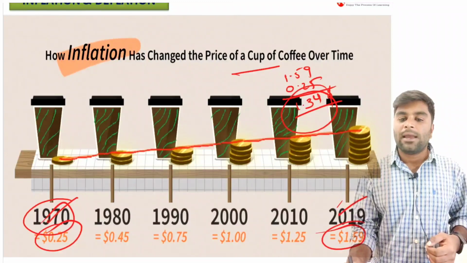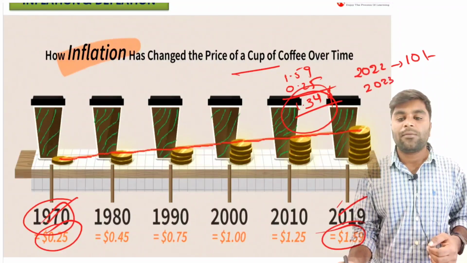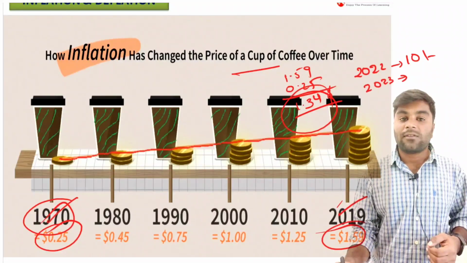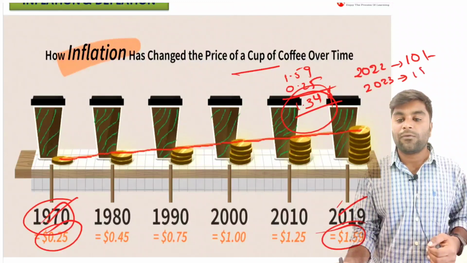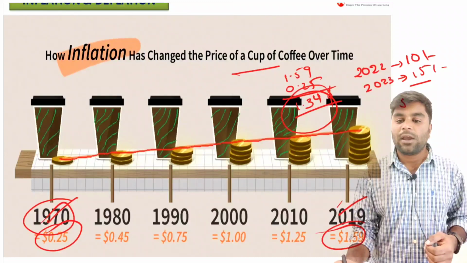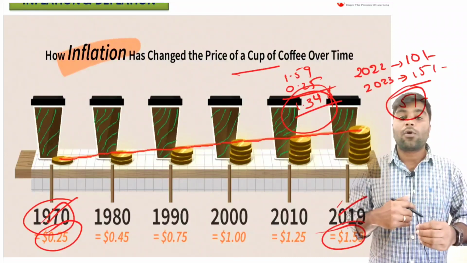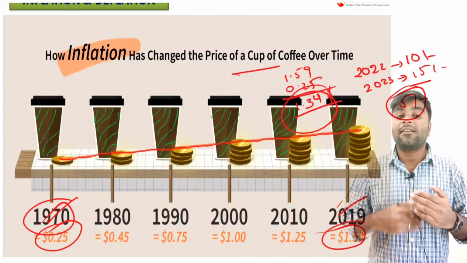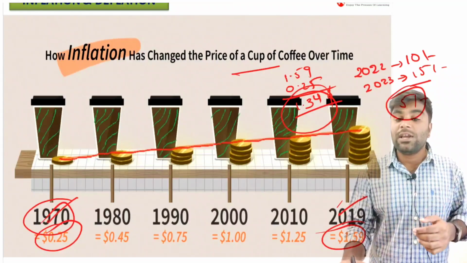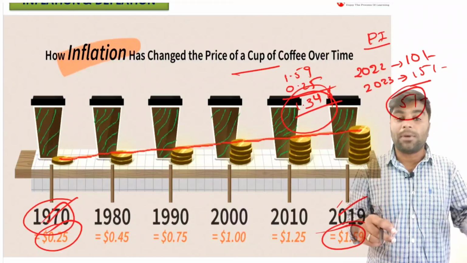Say for example, in the year 2022 the price of a pen is 10 rupees, and in 2023 the price of the same pen increased to 15 rupees. You cannot simply subtract and express the inflation as 5 rupees, because remember, inflation is not expressed in rupees. Inflation is expressed as the percentage change in the price index of the current year when compared to the previous year.